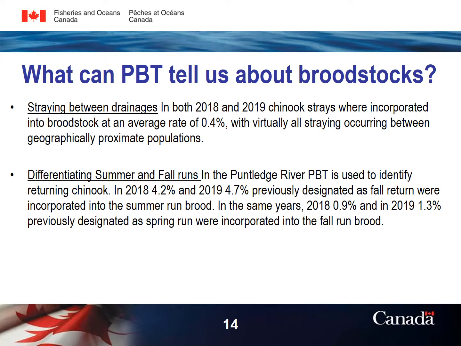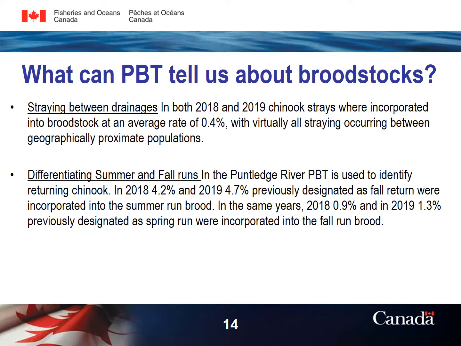What can PBT tell us about broodstocks? Here are a couple of examples. By using all the 2018 and 2019 PBT assignments, straying between drainages, where the straying Chinook are incorporated into the brood, occurred at an average rate of 0.4%. Highest levels of straying occurred between adjacent drainages. Estimates of stray rates are important to determine the level of gene flow. High gene flow between populations can lead to an overall loss in genetic diversity.